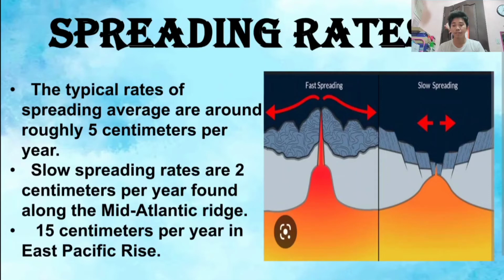The primary reason for the elevated position of the oceanic ridge is that the newly created oceanic lithosphere is hot, which means it is less dense than the cooler rocks found away from the ridge axis.